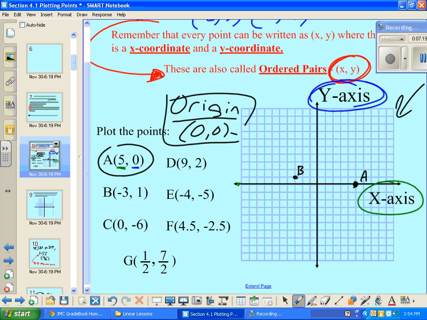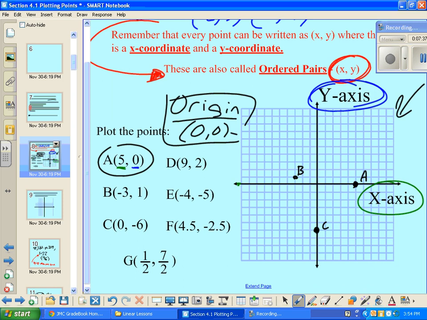Point C, 0, negative 6. The first coordinate is 0. That means you're going to move left or right 0. You're not going to move at all from the origin. But the y-coordinate's negative 6. That means I'm going to go down. 1, 2, 3, 4, 5, 6. So there's the point 0, negative 6.